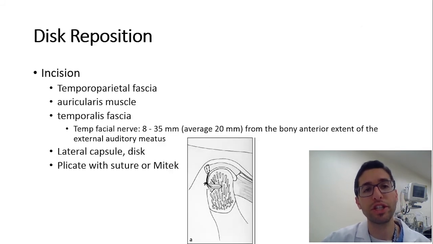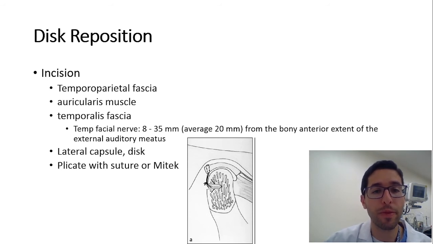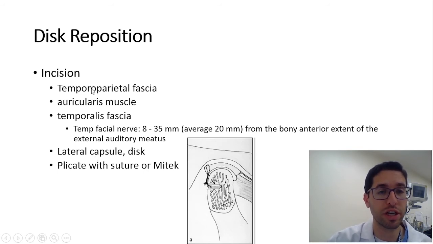In terms of disc repositioning surgeries, as you can see in this picture, you can either plicate the disc itself with the suture, or you can use this Mitek anchor, which is a fancy anchor that goes right into the bone, and it basically just secures the disc in the posterior position so it will not be displaced anteriorly. In terms of the procedure itself, in my part 2, we're going to go through this in a little bit more detail. I'm just going to mention this.